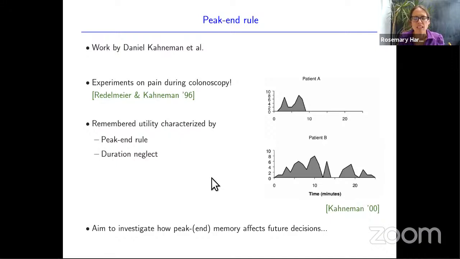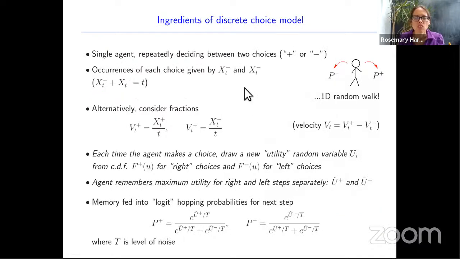So our aim was to investigate how memory at the peak, we'll ignore the end for now, affects future decisions. So here's the decision model, which I already hinted at earlier. We have a single agent repeatedly deciding between plus and minus choices, right and left, if you like, so a one-dimensional random walk. And we count the number of plus choices up to time t and the number of minus choices up to time t and call those capital X. In fact, it's generally easier to consider the fractions, which are, of course, sort of velocities right and velocities left.